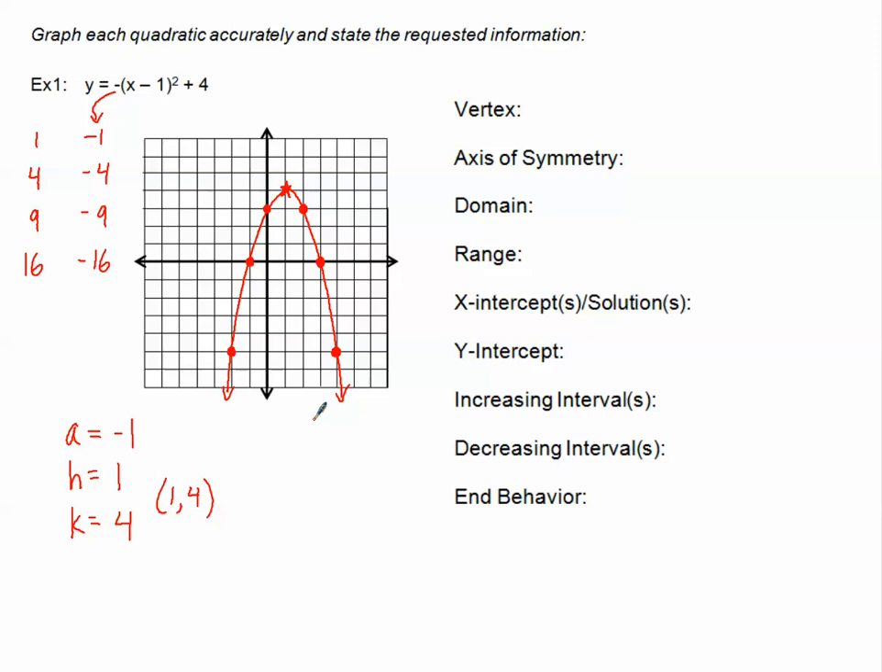So now that we have the graph, we can start finding all of the information. Let's start with the vertex. We already had the vertex. It's right here. It's the ordered pair (1, 4). The vertex will always be an ordered pair, so please use your parentheses and your comma.